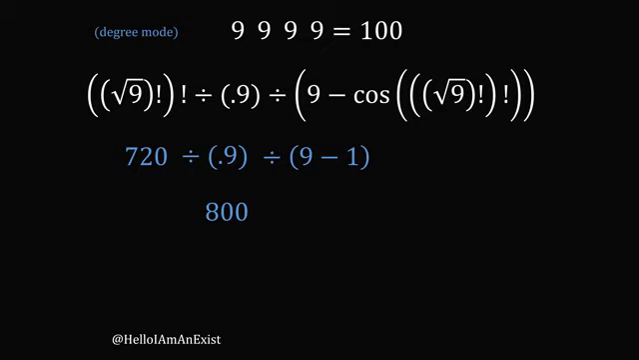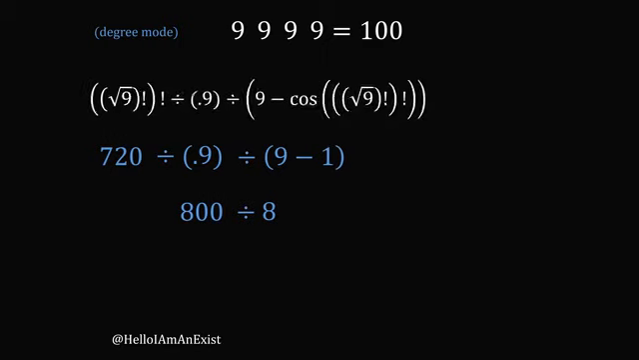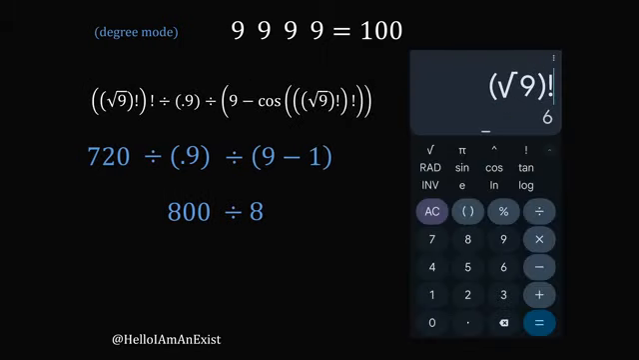That'll be equal to 1. So that becomes 9 minus 1. So we're taking 800 and dividing it by 8, which will, of course, be equal to 100. So let's just input this into the calculator to see that it actually does work.